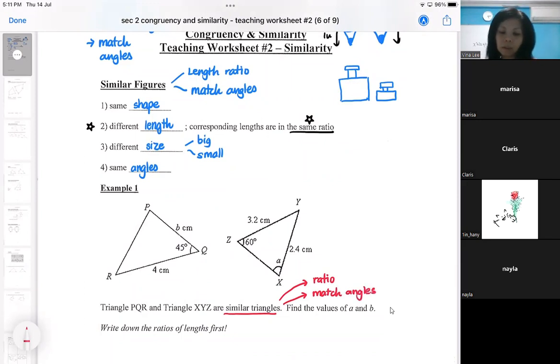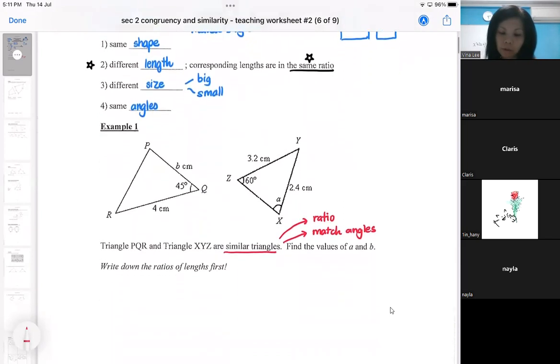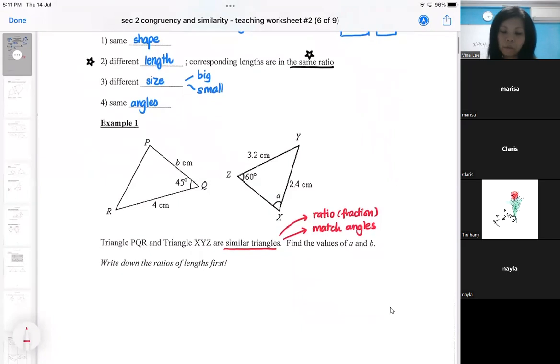Okay, so that is the part. I'm going to teach you how to write the ratio. In congruency, I teach you how to match a length, correct? So I'm going to teach you how to match a ratio. The ratio will be done in a fraction format. Okay, so let's not talk about answering the question first. We will just focus on matching first.